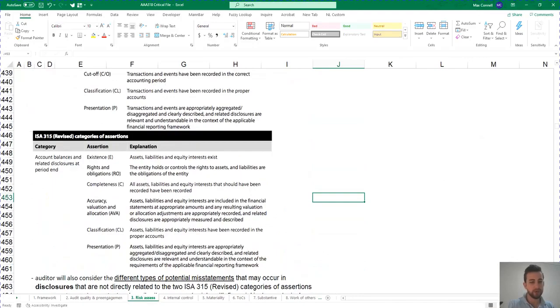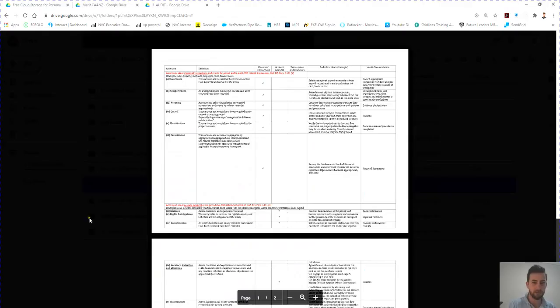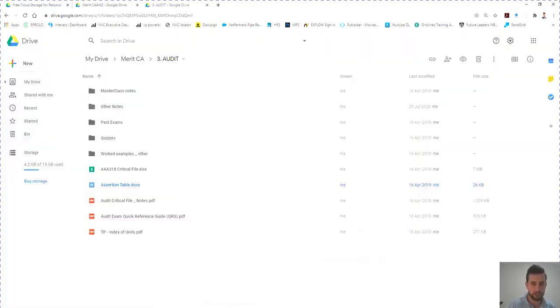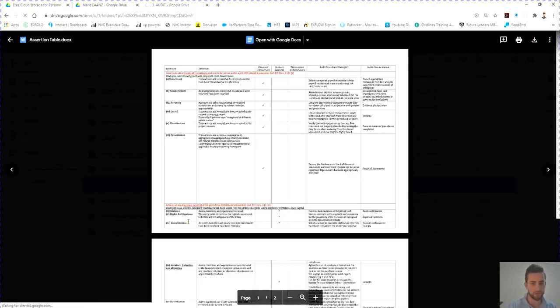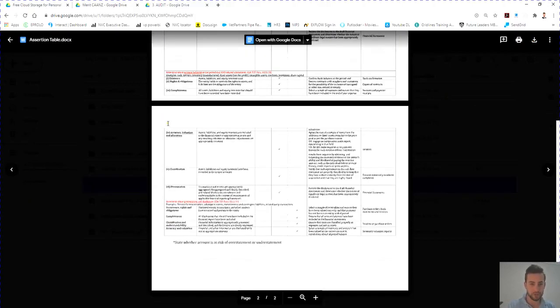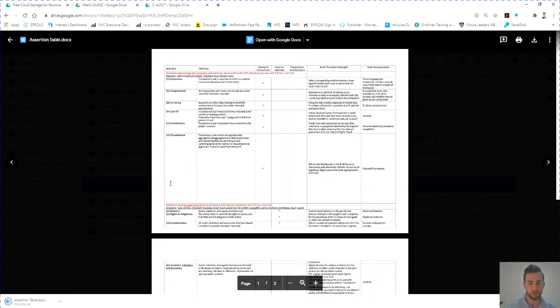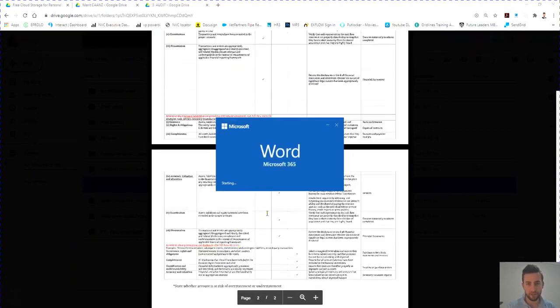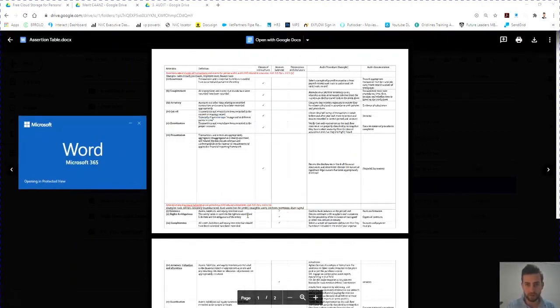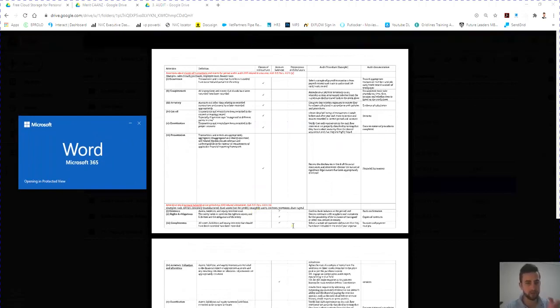Generally what I would recommend doing in an exam is, in our Merit CA notes and critical files, what we've got in here is actually an assertion table, and it's a document you can bring into your exam. Let's just open it up and download it quickly so you can see what it is. It's got a list of all the assertions in there. It's got a definition of what it actually means. Then you've got where it applies to, whether it's transactions, account balances, or disclosures. And then it's got examples.